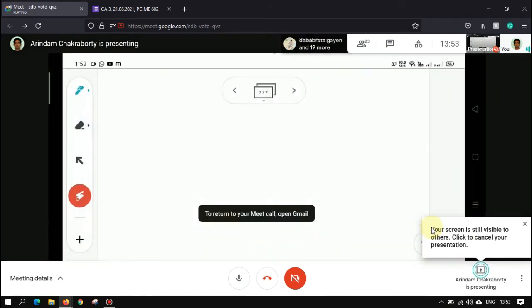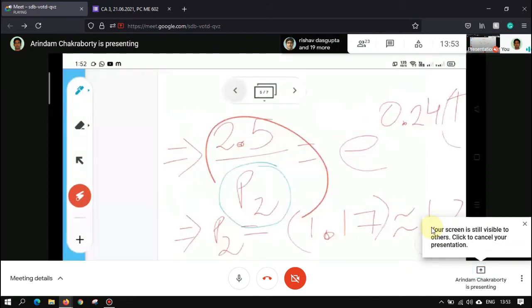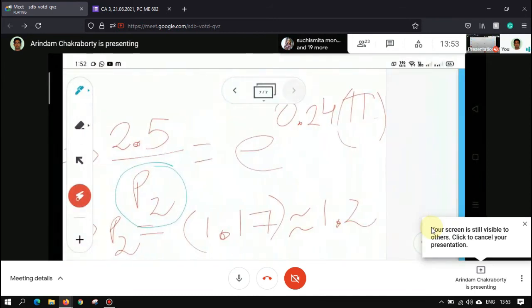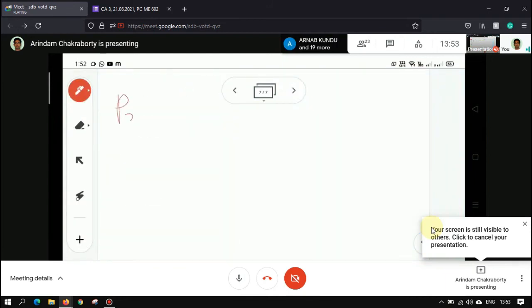So as we know from the previous formula, as you can see over here, that is nothing but P1 by P2. So we'll be doing the same for P3. So let us go back to this one. P3 by P4 is equal to e to the power mu theta. Again we know e to the power 0.24. Theta is nothing but pi. Now can anyone tell me the value, how much it will be?